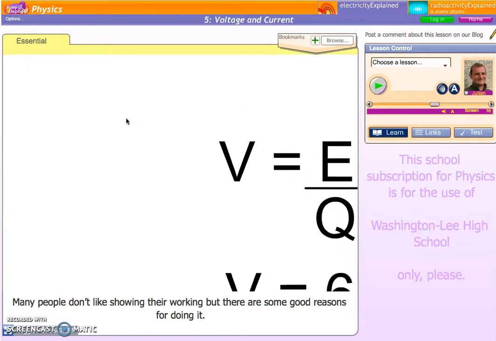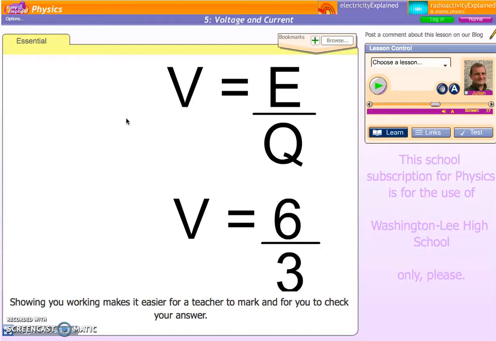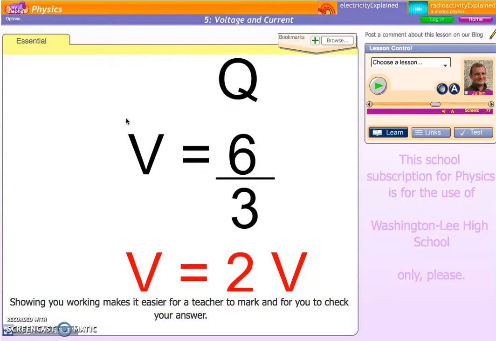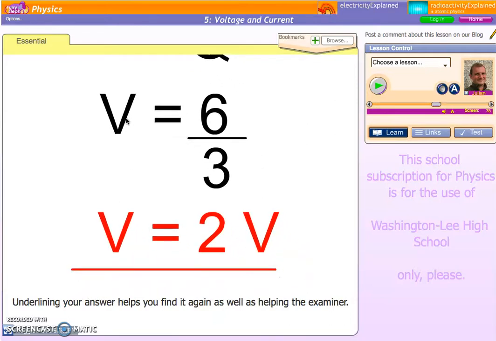but there are some good reasons for doing it. Like Miss Getz likes it and told you to. Showing your working makes it easier for a teacher to mark and for you to check your answer. Underlining your answer helps you find it again, as well as helping the examiner. If you actually put it in a box, I think that's superior.